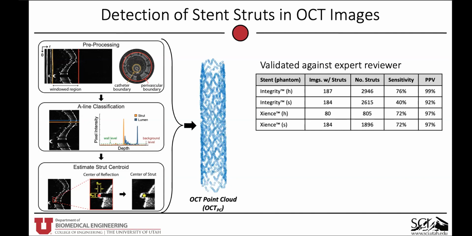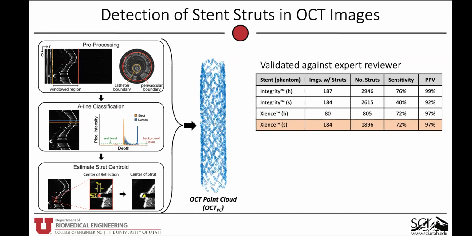And just to determine how well our algorithm was at detecting these stent struts, we did validate them against an expert reviewer. We had 2 stents, again, deployed in a healthy versus a stenotic phantom. And this is some of the data that we evaluated. So for example, this Zion stent in the stenotic phantom, about 184 images had stent struts. We identified nearly 2,000 struts. Sensitivity was about 72%, whereas positive predictive value was 97%.